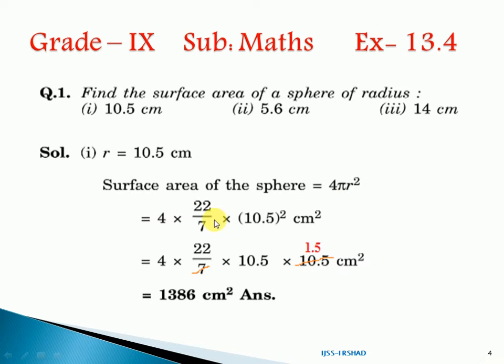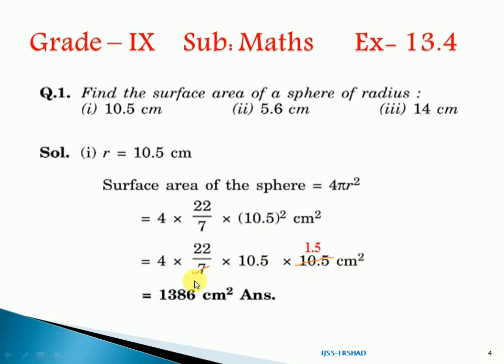So 4, then multiply, pi means 22 by 7, r is given here 10.5, and in bracket we put the square, 10.5 square, and the unit will be centimeter square, because we are finding area. So this is 4, 22 by 7, and 10.5 into 10.5 written twice, because if you find the square, the calculation will become bigger and consume more time, so just write it 2 times.